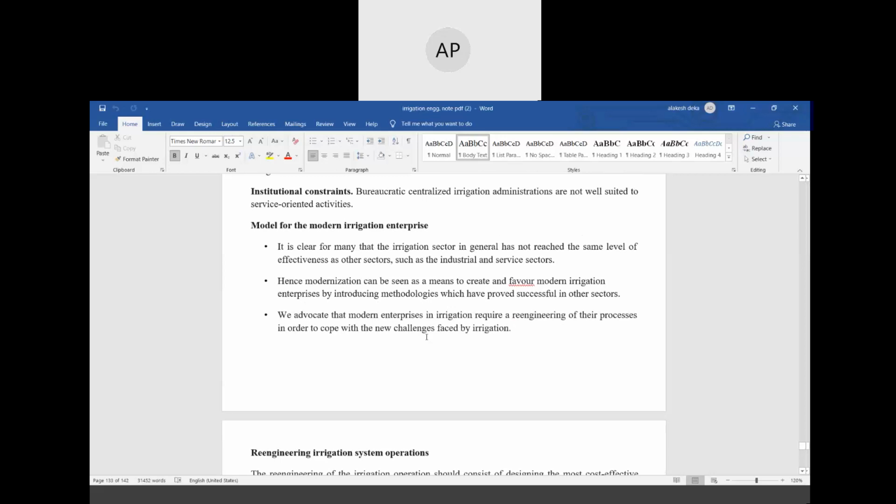It is clear for many that the irrigation sector in general has not reached the same level of effectiveness as other sectors, such as the industrial and service sectors. Hence, modernization can be seen as a means to create and favor modern irrigation enterprises by introducing methodologies which have proved successful in other sectors.